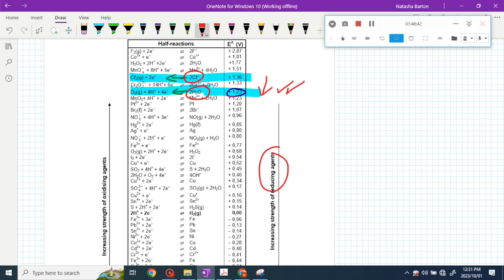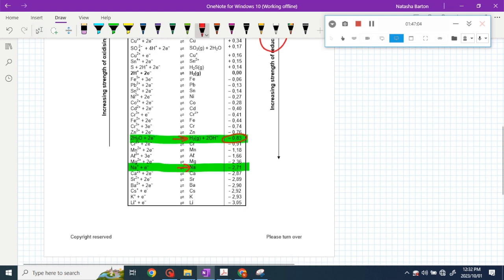But if the solution is concentrated, then we make an exception, and in that case, the chlorine ions will undergo oxidation instead. It's a reducing agent, so the chlorine ions will undergo oxidation. Because, guys, the sodium chloride is a concentrated solution.